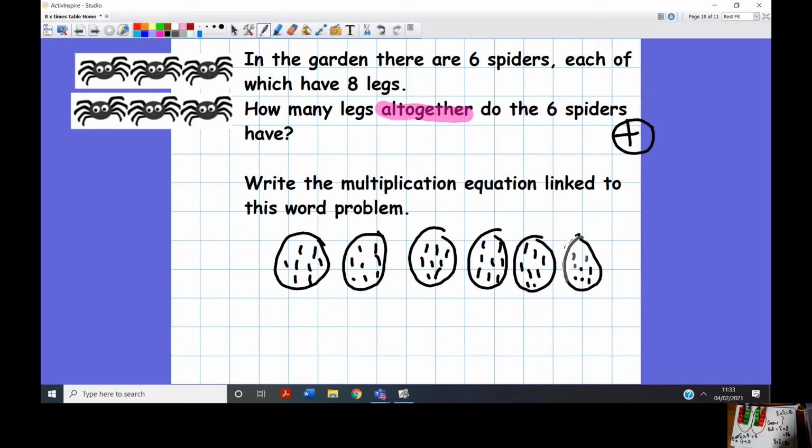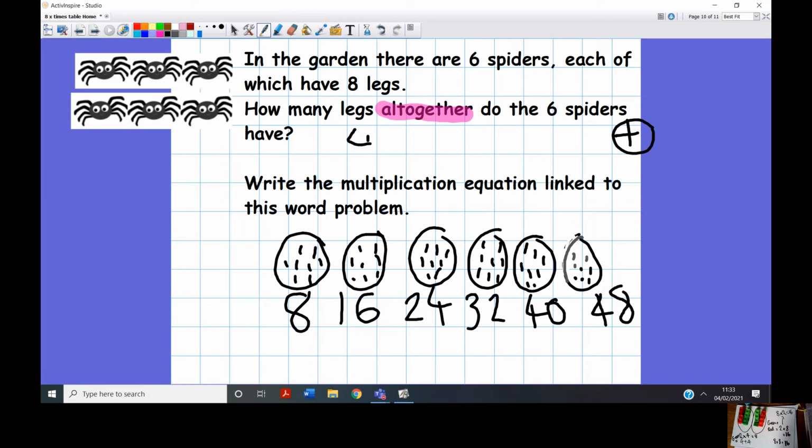I'm going to skip count in 8. I'm going to write the amount underneath to help us. So 8, 16, 24, 32, 40, 48. Okay, so the total number of legs they have is 48. So I've completed this part. I'm going to give myself a nice tick. But I haven't completed the second part of my question.